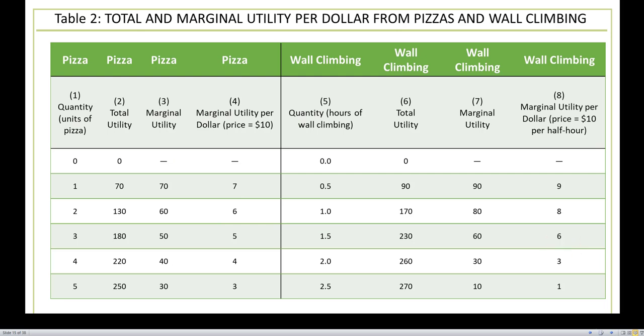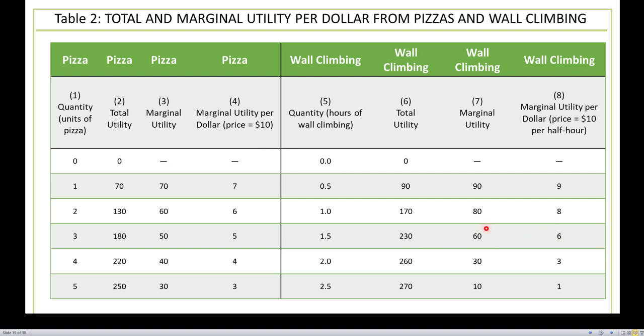The second condition in order for us to be utility maximizing is we have to be using up all of our income. We had $50 in this particular example. 2 slices of pizza, that's $20. 3 units of wall climbing, or 1.5 hours of wall climbing, is $30. So 20 plus 30, we are using up all of our $50 once again. So here we have to be using up all of our income.